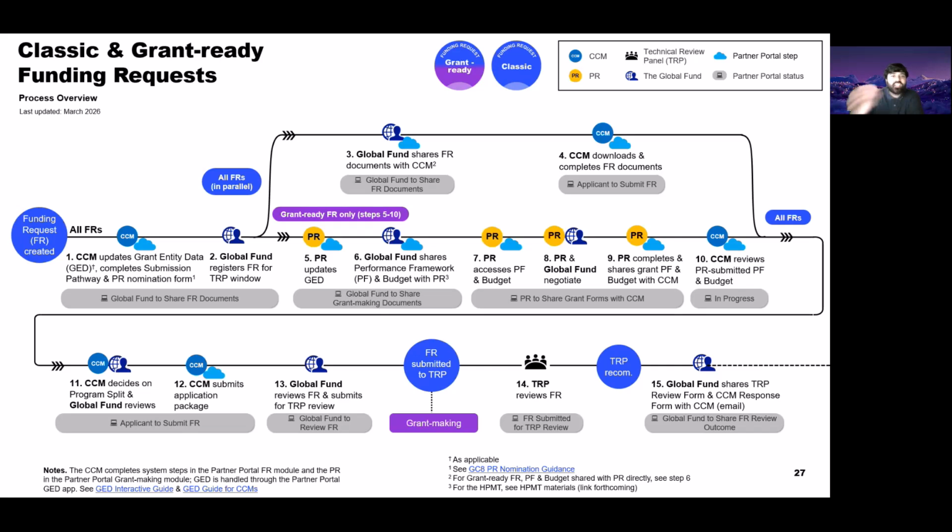Again, here we have a high-level process map for those of you that are interested, just to have a quick look at how the process will work. We have the main funding request process happening throughout the middle of the section. For grant-ready funding request steps, we have steps 5 to 10. Otherwise, if you're following a classic funding request submission path, you can skip over steps 5 to 10 and continue from 4 onwards to 11. And again, we will share more concise step-by-step guidance in our partner portal manual and demo videos for you to follow along with.